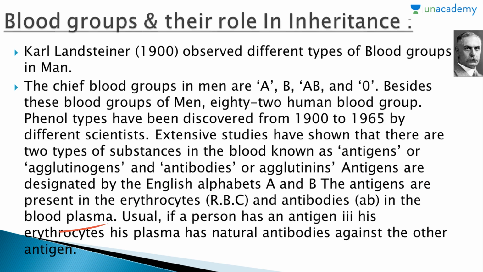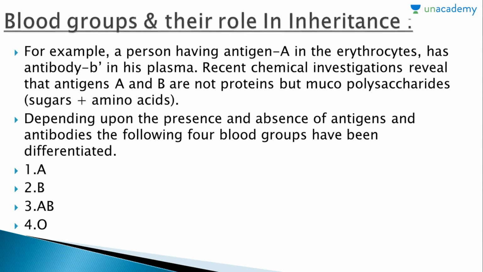Usually, if a person has an antigen in his erythrocyte, his plasma has natural antibodies against the other antigen. For example, a person having antigen A in the erythrocyte has antibody B in the plasma. Recent chemical investigation revealed that antigens A and B are not proteins, but they are mucopolysaccharides, that is sugars plus amino acids. Now, depending upon the presence and absence of antigens and antibodies, the following four blood groups have been differentiated, that are A, B, AB, and O.